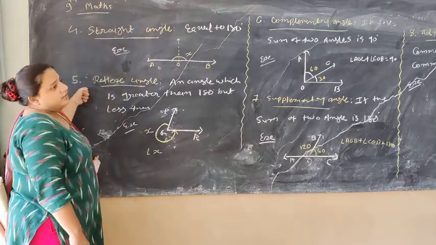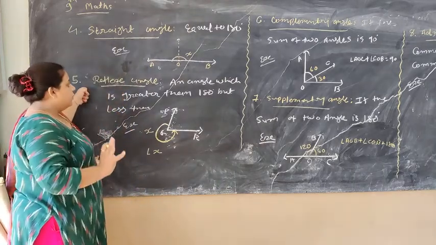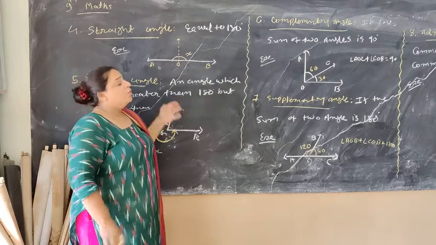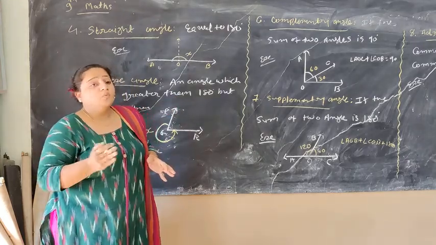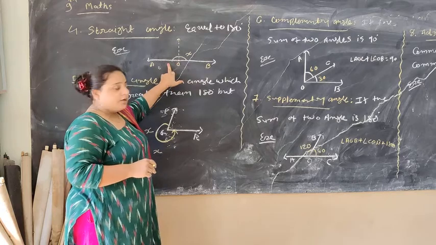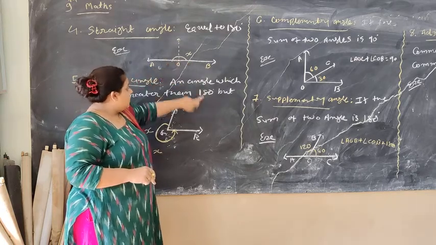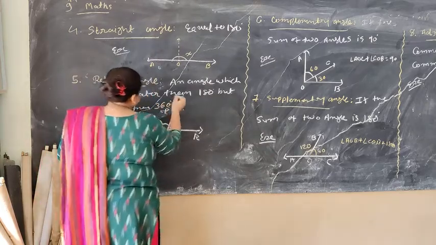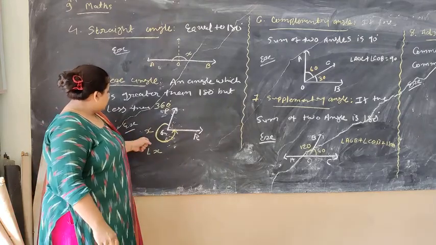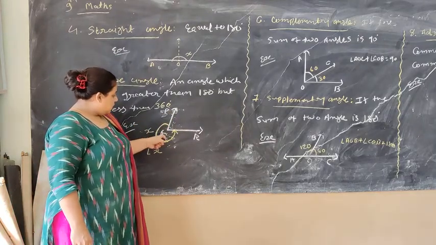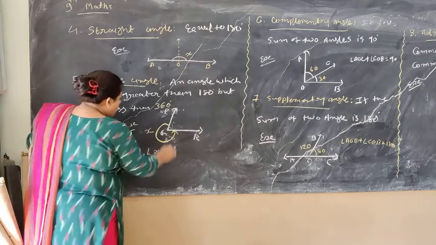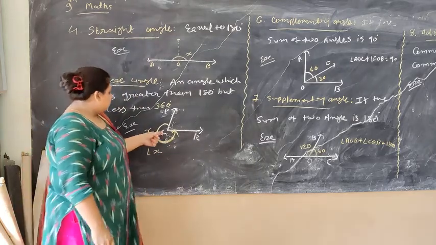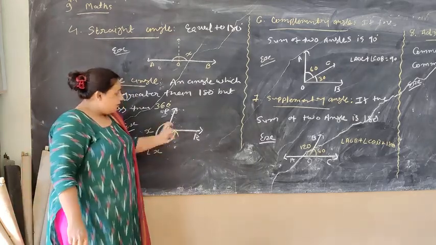Second, the reflex angle. Very important. A reflex angle is an angle which is greater than 180. Suppose 180 is here. Greater than 180 but less than 360. Suppose an example is given to you: P, Q and R. The outer angle is a reflex angle. Reflex angle means the outer angle is the reflex angle.